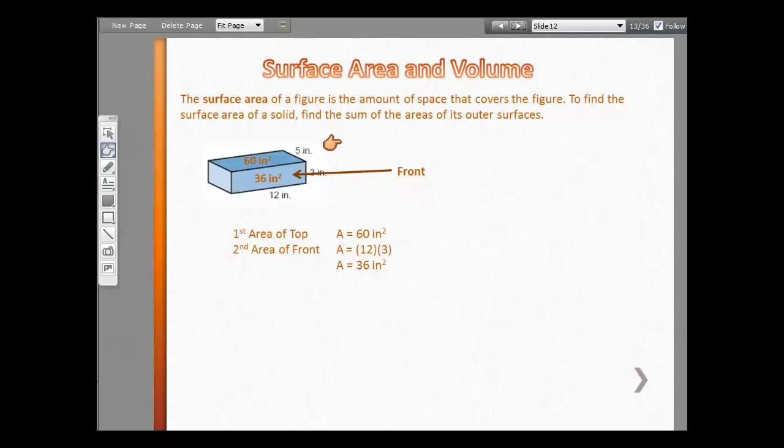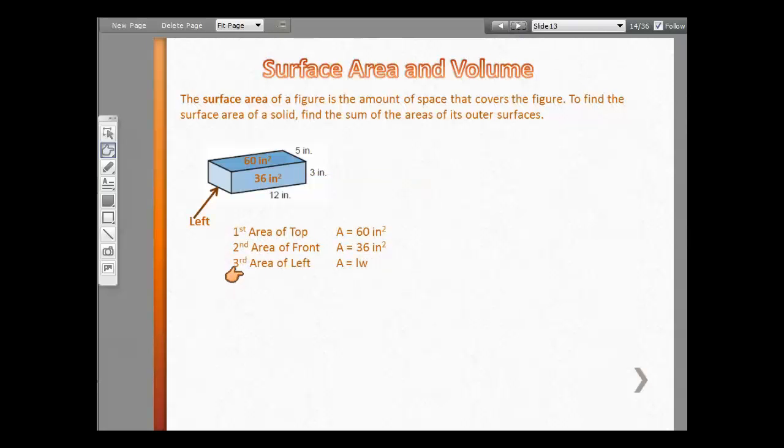Okay, and since it doesn't tell us that that's exactly what we're looking at, but when you're looking at a right rectangular prism, your top and bottom are going to be the same, and the front and back are going to be the same, and your left and right are going to be the same. So you really don't have to do 6 calculations, you just have to do 3. But we're going to do all 6.